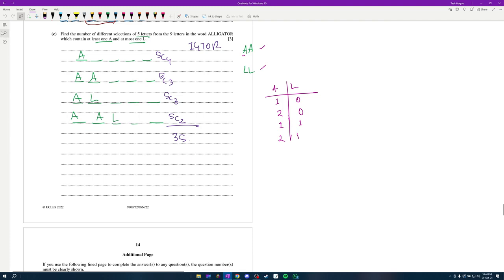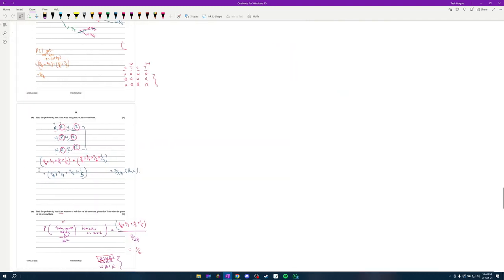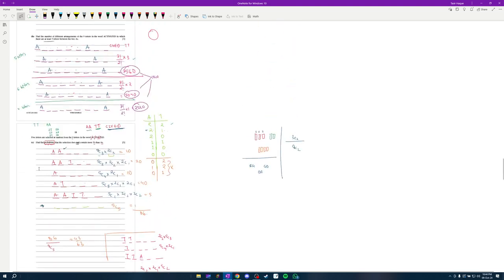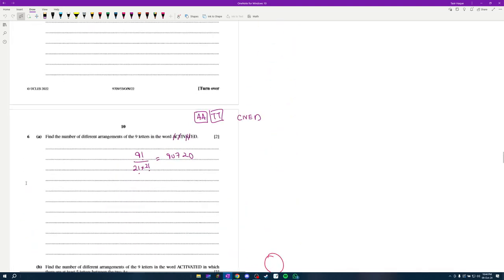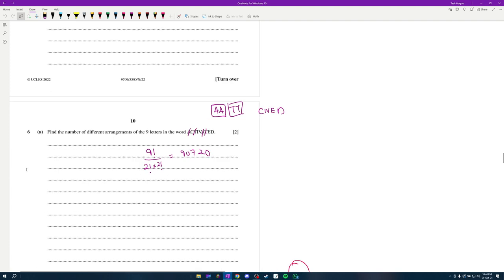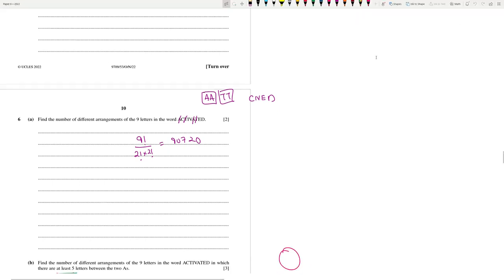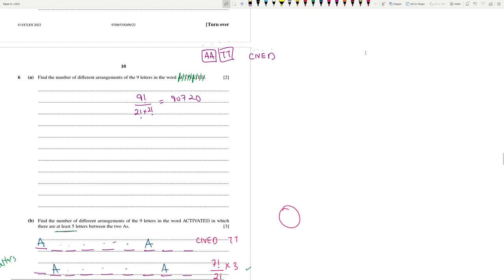Okay, so let's move on to ON 2022-53 now. Question 6. Find the number of different arrangements of the 9 letters in the word activated. So yeah, it's double A, followed by double T, and then we have CIVED. So 9 letters, 9 factorial divided by 2 factorial and 2 factorial for the double A and double T.